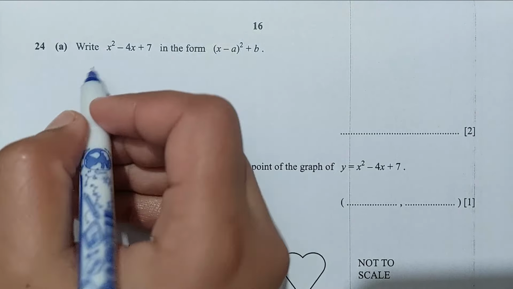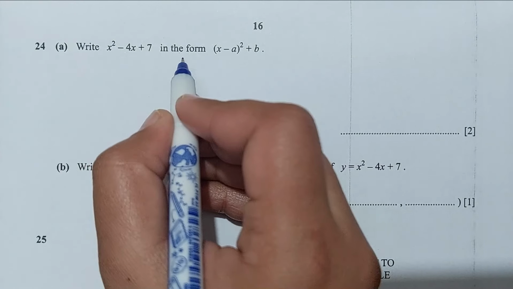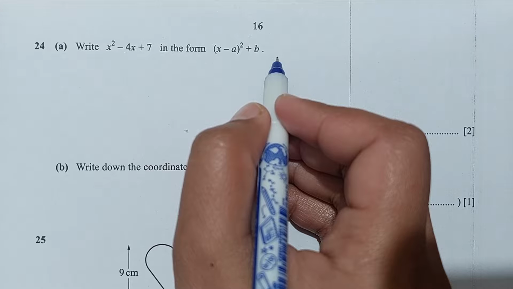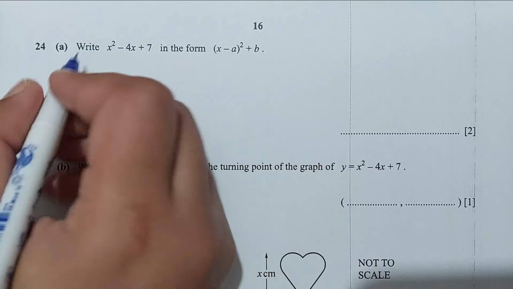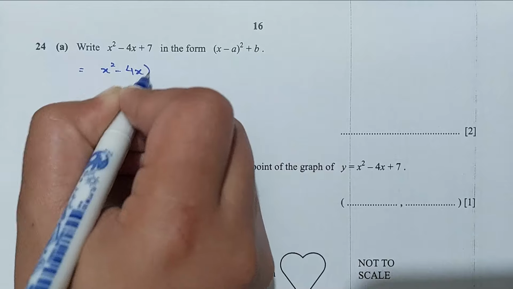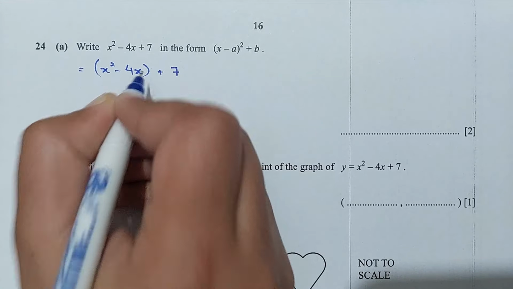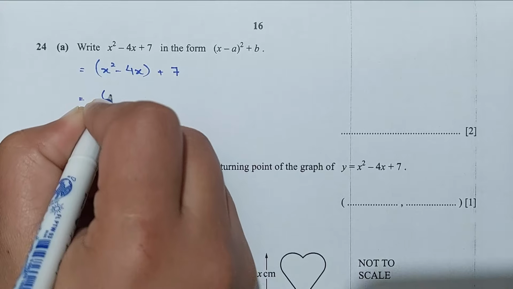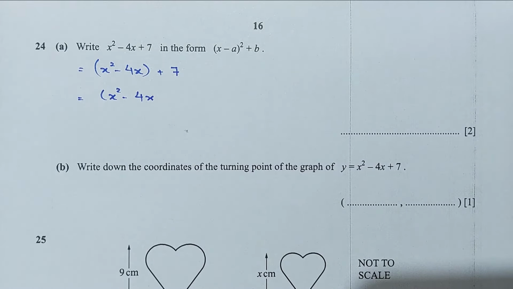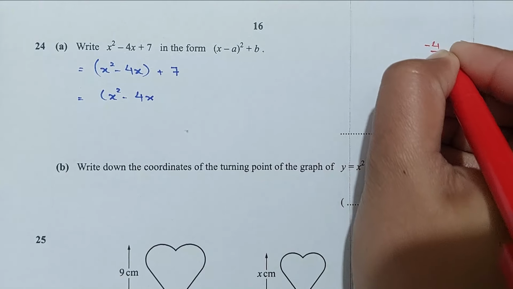Question number 24, part A. Write the standard form of the quadratic in the vertex form. So we have to apply the completing the square method. We can say x square minus 4x in the bracket and plus 7. You have to combine the first two terms, right? Now inside the bracket, we have to take the coefficient of x, that is negative 4, and divide it by 2.